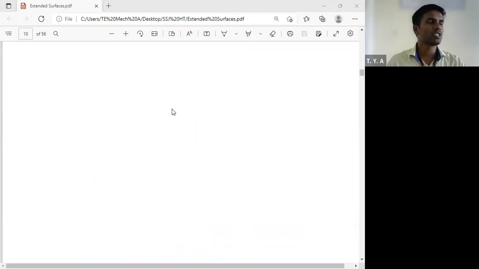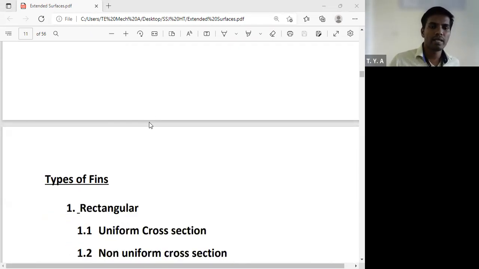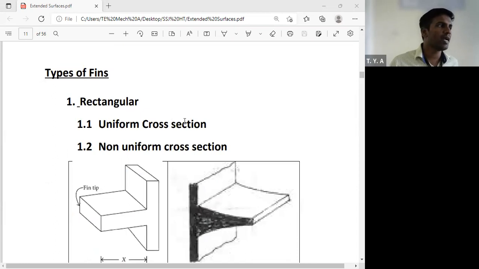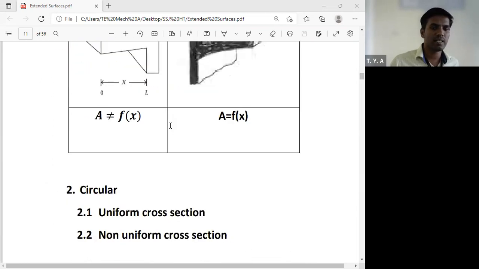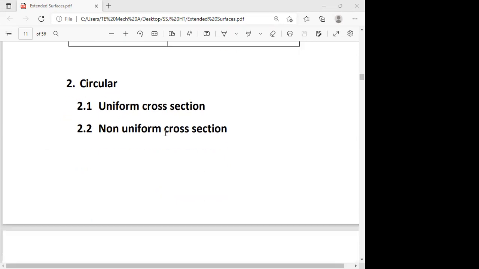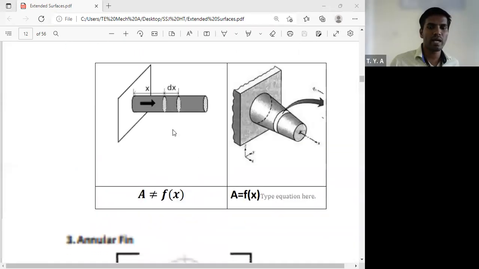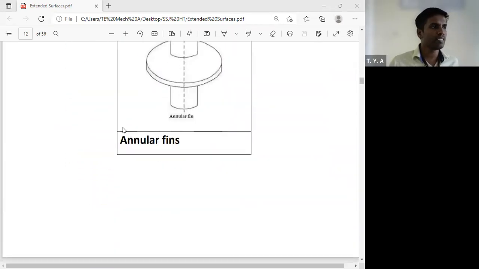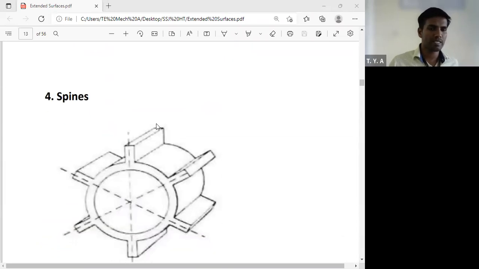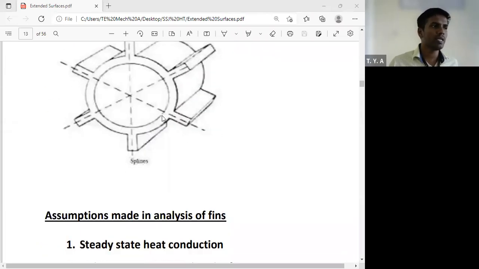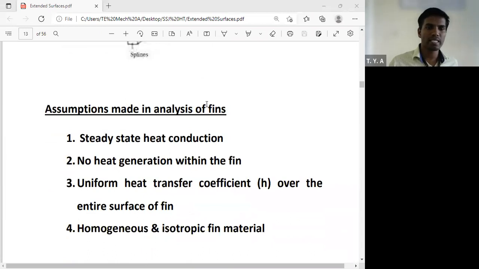4 types are there. What is the first type of the extended surface? Rectangular. In rectangular, there is uniform cross section and non-uniform cross section. Then we discussed the circular, in circular, uniform and non-uniform. Then annular fin is there, and the last one is splines. So these are the types of fins or extended surfaces.